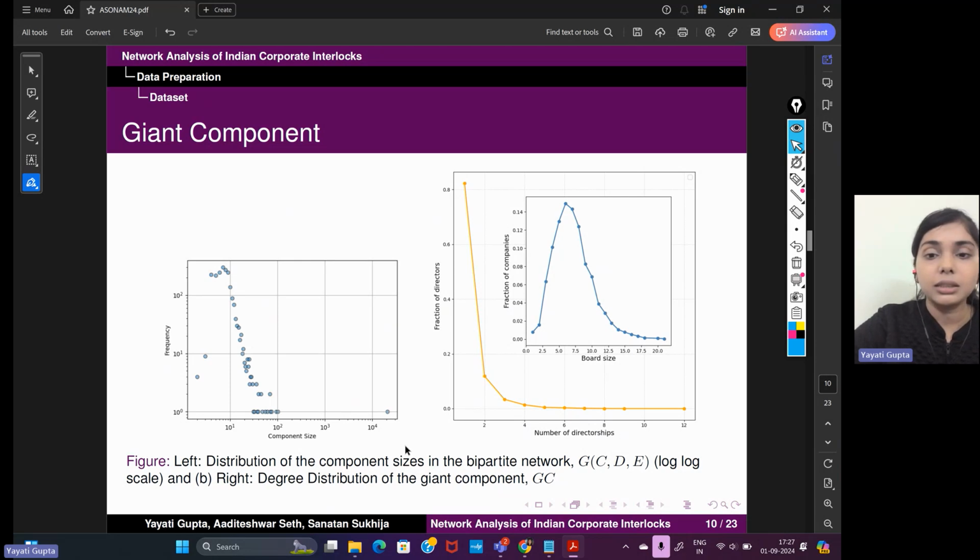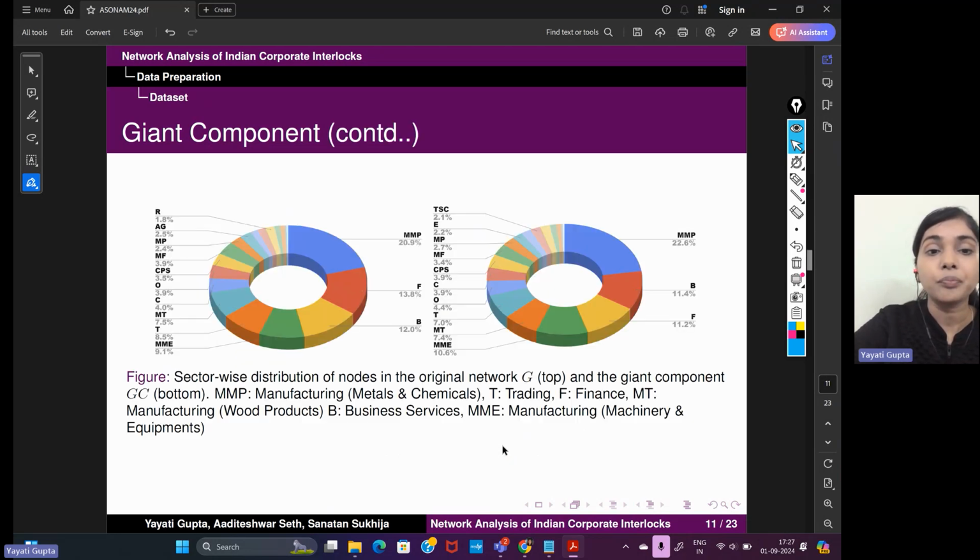But still, this giant component is a very good specimen of the original network, in the sense that its degree distribution pretty much resembles the degree distribution of the original network. Furthermore, if you look at the sectoral composition, on the left-hand side is the sectoral composition of the original network, showing what fraction of companies are from each sector, and on the right-hand side it is for the giant component. It's also pretty much similar.